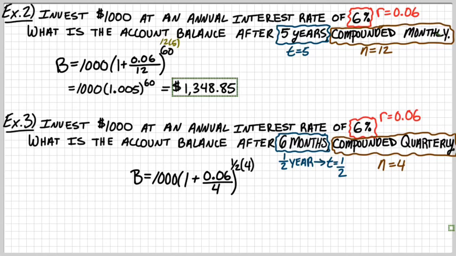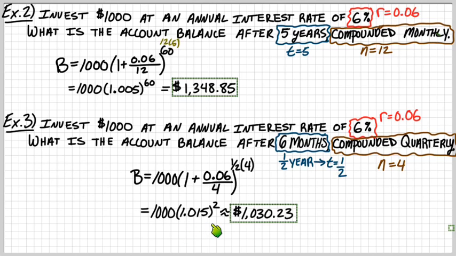So in 1 year, or in 6 months, how many times does it get compounded? 1/2 times 4, that's going to be 2. Which should make sense. Compounded quarterly, there's 2 quarters in a half. So simplify this a little bit. 1.015 to the power of 2, which gives us approximately $1,030.23. So I guess the real unique thing about this one was the fact that it was only 6 months, so you had to use 1/2 for t as your year.